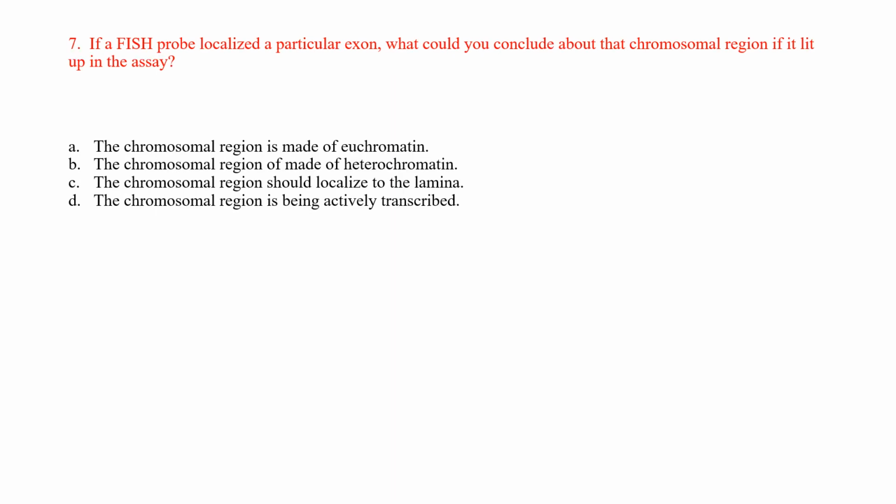If a FISH probe localized a particular exon, what could you conclude about the chromosomal region if it lit up in the assay? A, the chromosome region is made of euchromatin. B, the chromosome region is made of heterochromatin. C, the chromosome region should localize to the lamina. Or D, the chromosome region is being actively transcribed. The best answer for number 7 is D, the chromosome region is being actively transcribed.